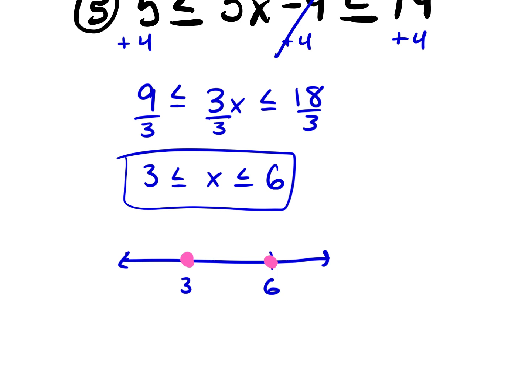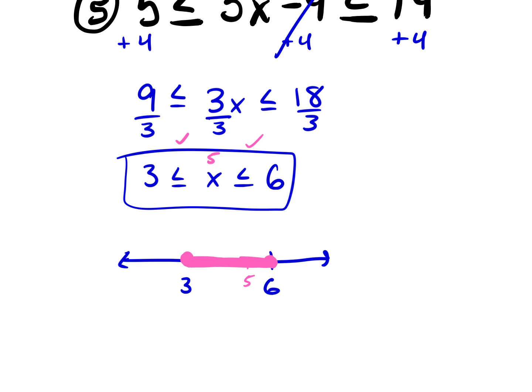Now let's see, are we shading in between 3 and 6 or outside of 3 and 6? Well, let's test a number. What's a number in between 3 and 6? Sure, 5. If I plugged in 5 here, is 3 less than 5? Yeah, that's true. Is 5 less than 6? Yep. So what do you think, in between or outside? In between. Since it's true, we shade where that number is. So that would be in between our 2 numbers.